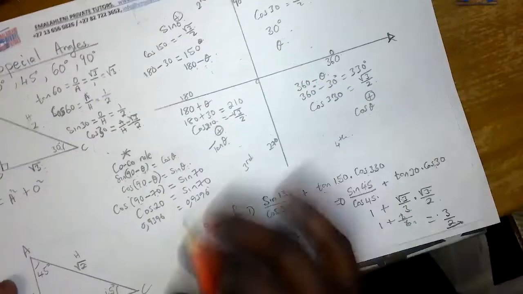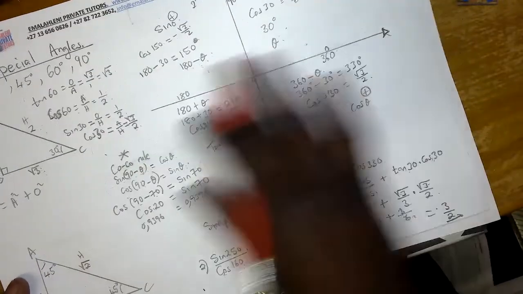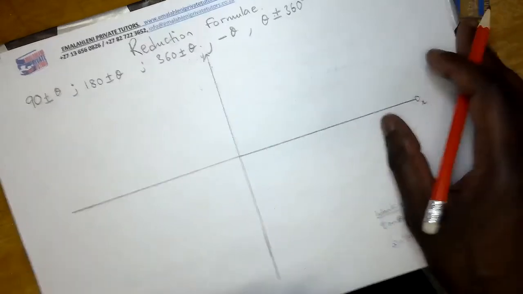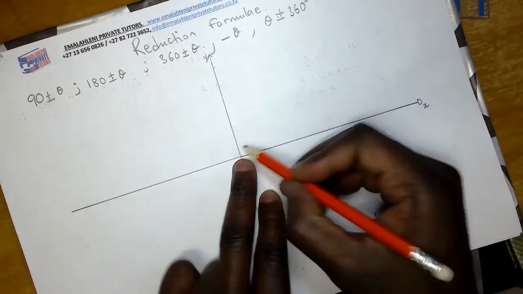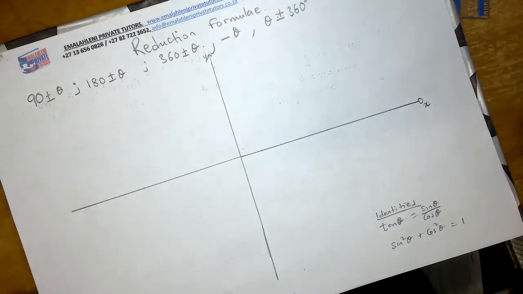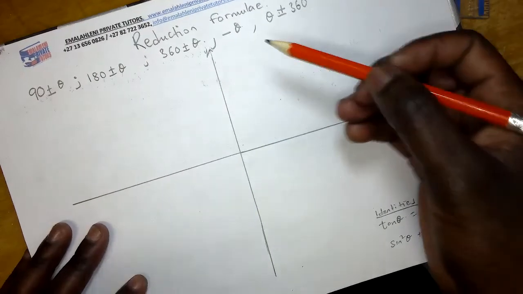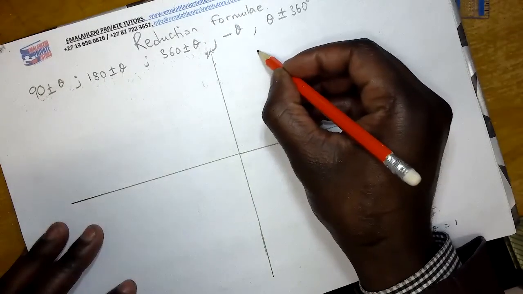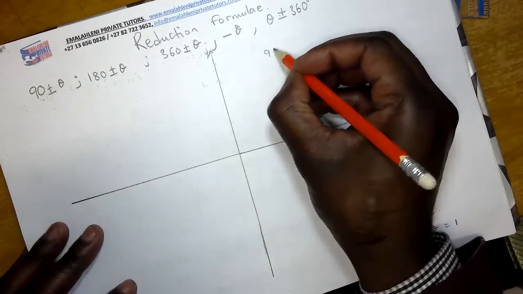So this is how you must think, especially when you're solving questions. Now, let's check the reduction formulas that we're going to deal with here. Let's start with 90 minus theta. We already dealt with it. We know now what it is. Sine 90 minus theta is in this quadrant here.